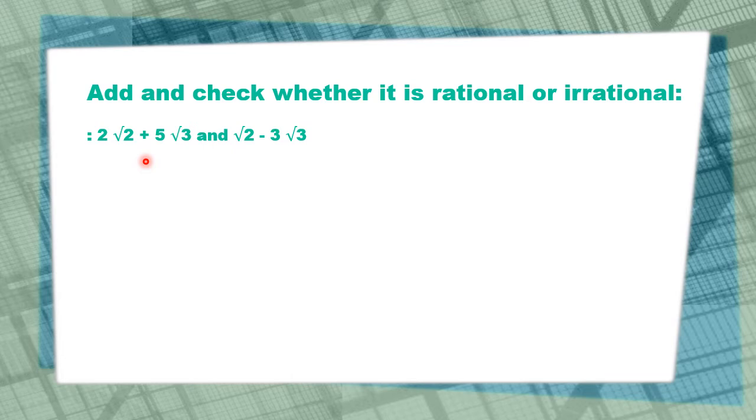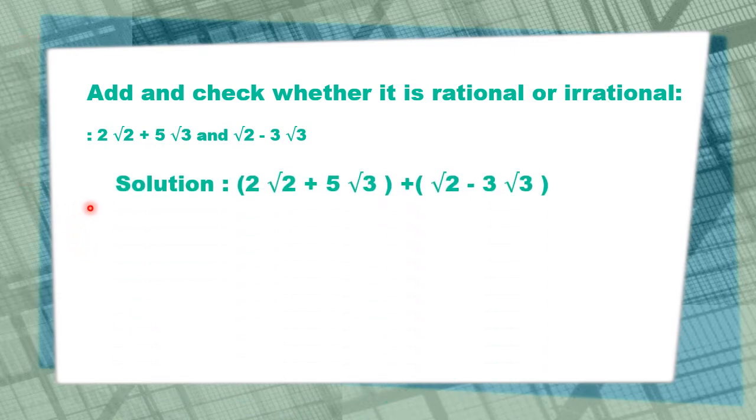2 root 2 plus 5 root 3 and root 2 minus 3 root 3. This is our example, and we are going to check whether it is rational or irrational. Solution. As it is already demanded in the question that you are going to add it, so add it. You can see we have to put the parentheses on both the sides to differentiate this number from the second number.